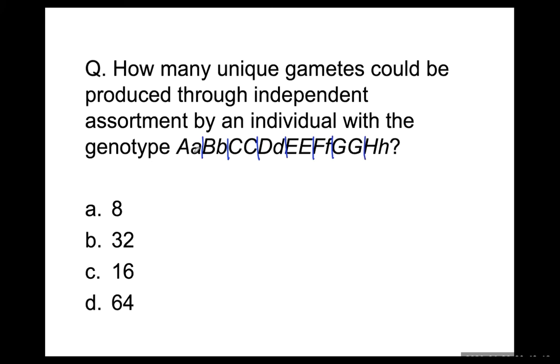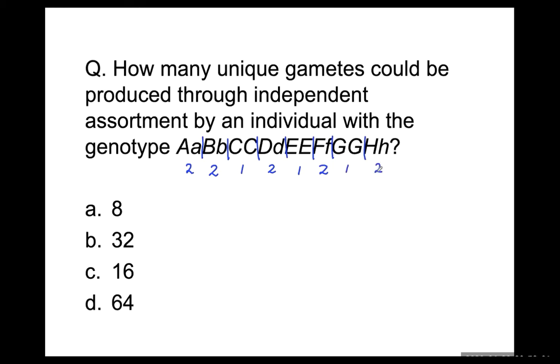So from here, what kind of gamete do you have? Large A or small a? How many kinds? 2. What kind of gamete will you have? Large B and small b, so 2. What kind of gamete will you have from large C, large C? 1 large C, the other gamete also large C, so this is one kind of gamete. Large D, small d, how many kinds of gamete? 2. Large E, 1. Large F, small f, 2. Large G, 1. Large H, small h, 2.